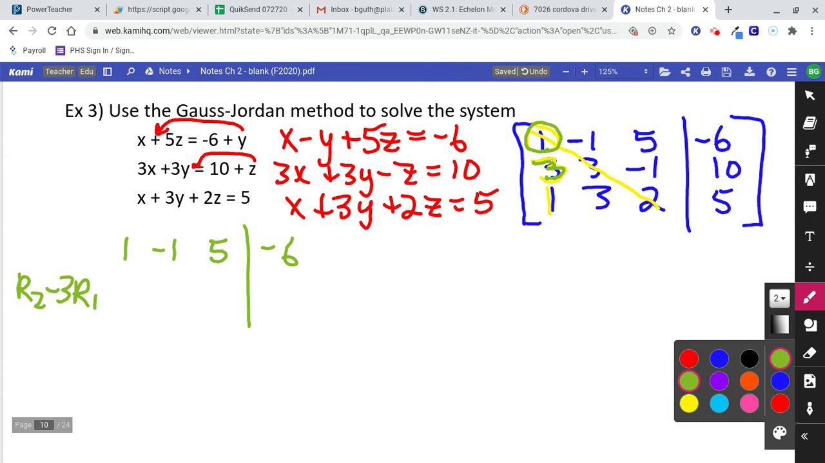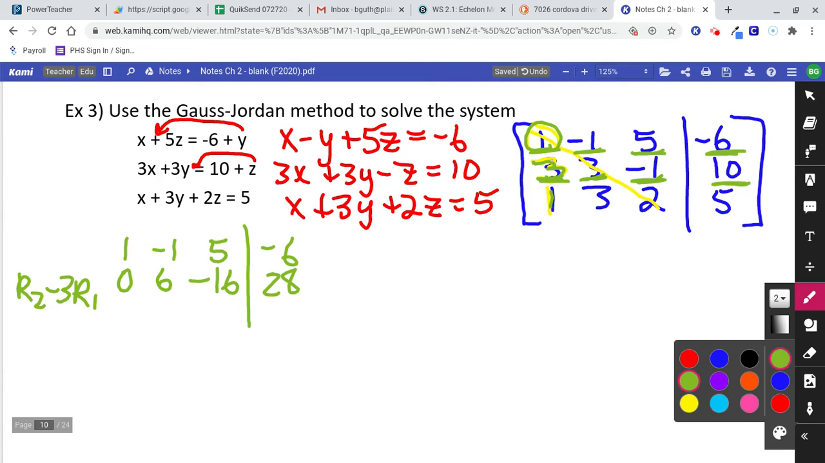But that middle row, we're going to use our rules. So row 2 is a 3 minus 3 of those 1s. That is 0. And row 2 is a 3 minus 3 negative 1s. That's going to be 3 plus 3 is 6. And row 2 is -1 minus 3 times 5, that's -16. And row 2 is a 10 minus 3 times -6. That's going to be 10 plus 18 is 28.